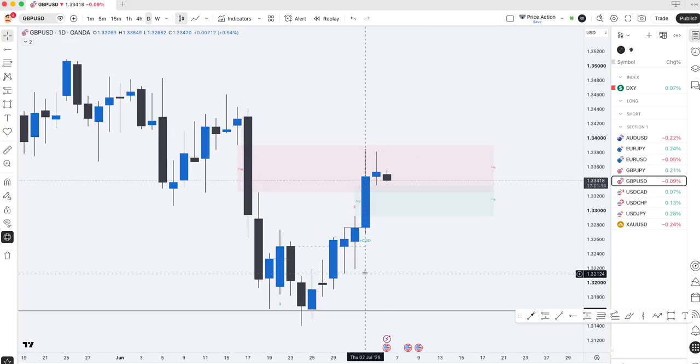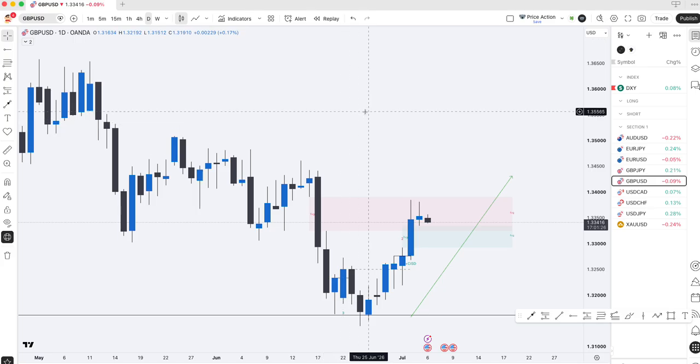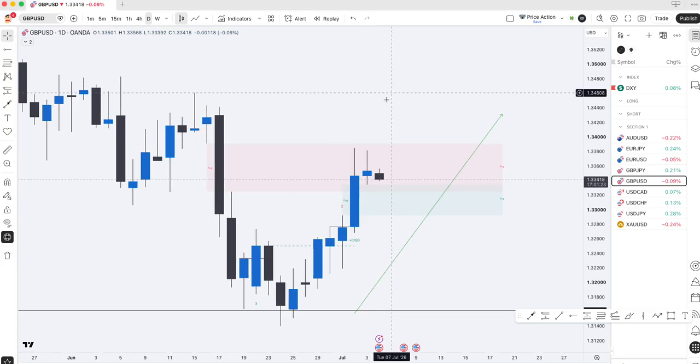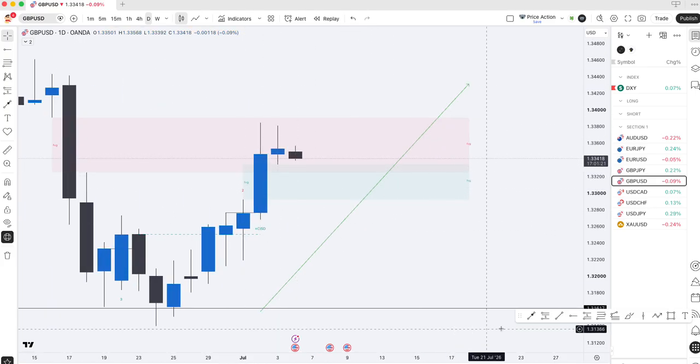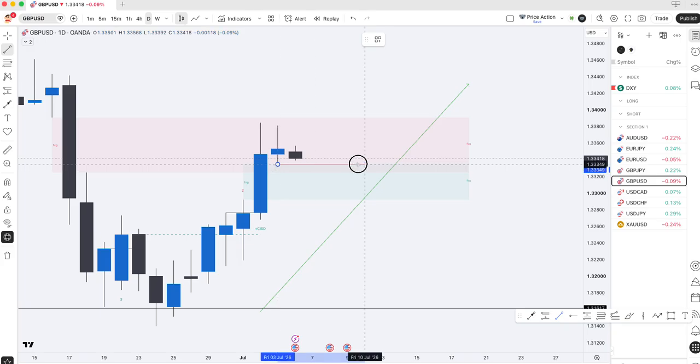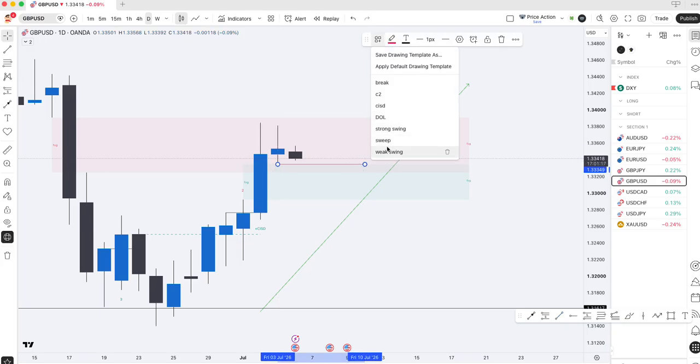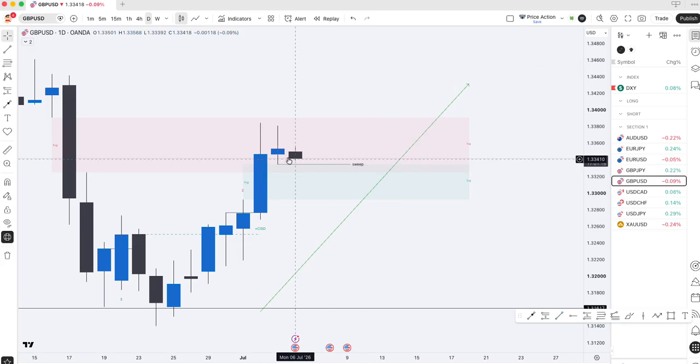So for me to expect a C4, we have a change in state of delivery on daily. That means daily trend is to the upside now. What can I look into? We have a FVG, we have a swing point. I mean, yesterday's low, we tap here and we continue going to the upside.